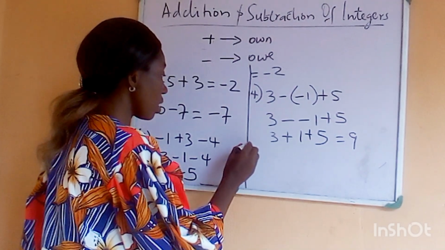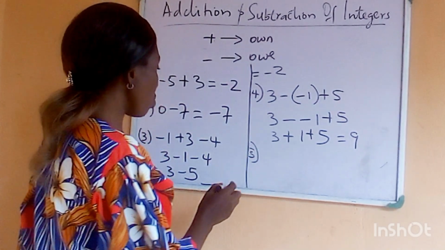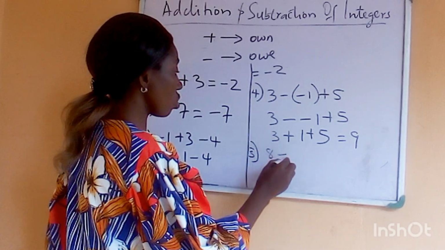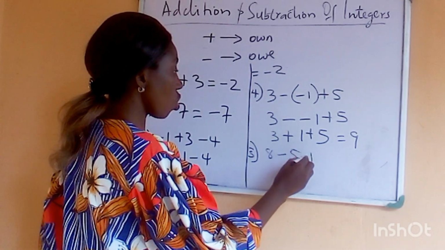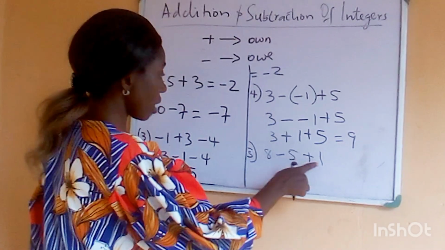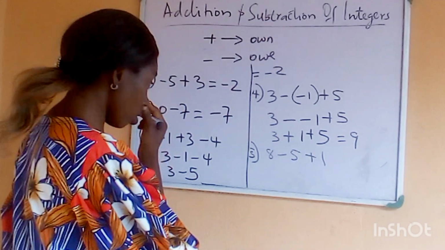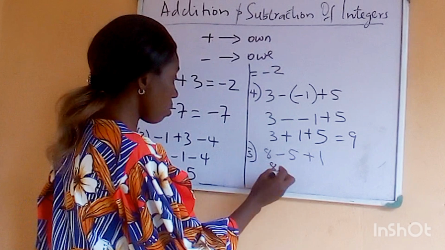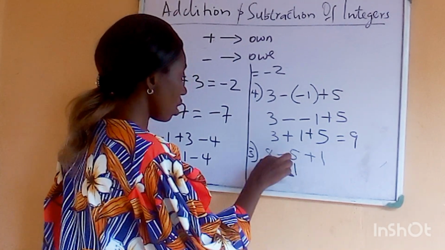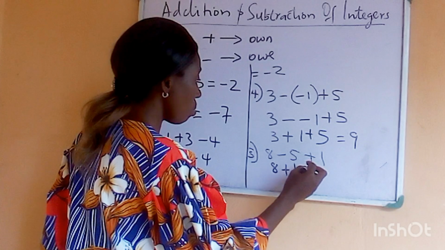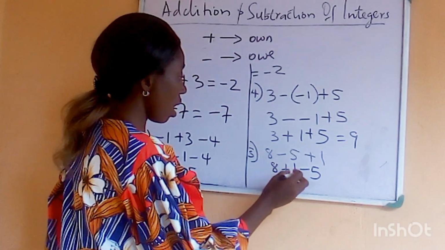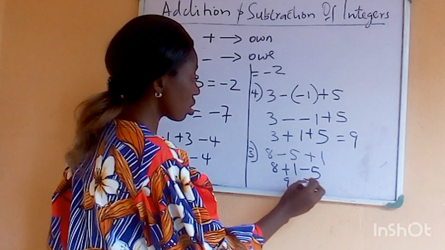Let's look at the final example. Assuming you have 8 minus 5 plus 1. How do we solve this? This is plus and this is plus, so we collect the plus together and we have 8 plus 1, then we take the minus to the other side, minus 5. Then 8 plus 1 is 9, and 9 minus 5 is 4.